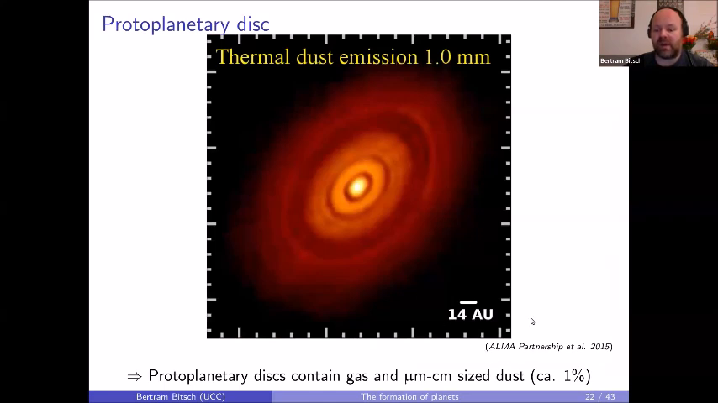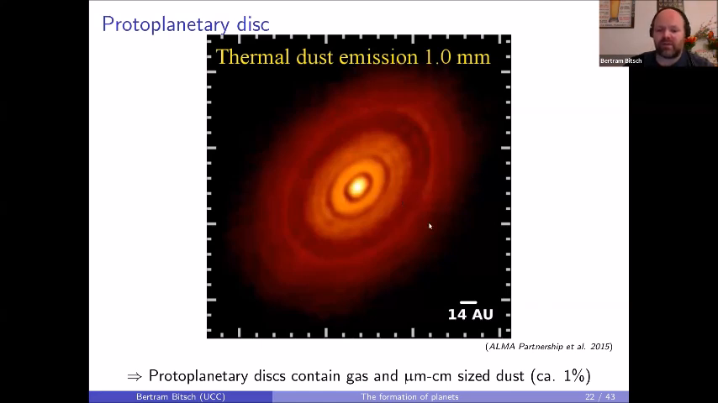This is taken with the ALMA telescope, the Atacama Large Millimeter Array in Chile. You see it was published around 10 years ago, so it's a very, very recent observation. What you see here in this protoplanetary disk is the thermal dust emission of millimeter-sized grains. So you have millimeter-sized particles that emit radiation, and we see here the contribution of these grains.